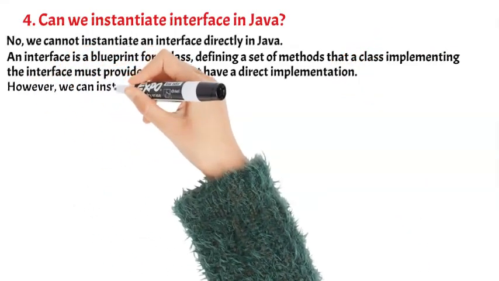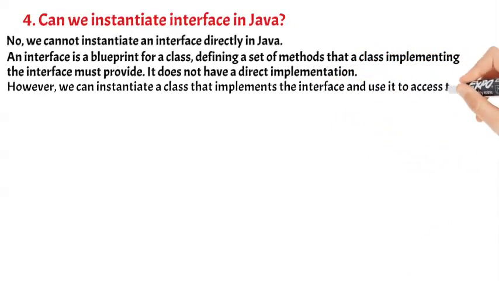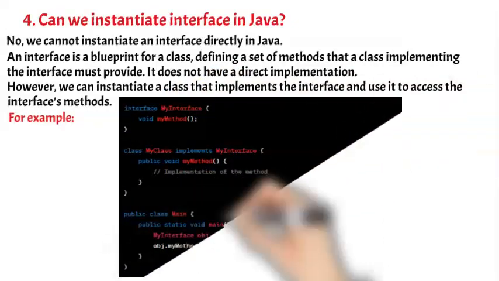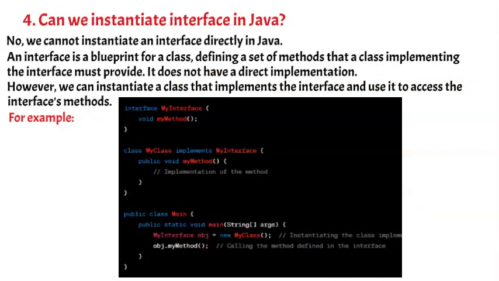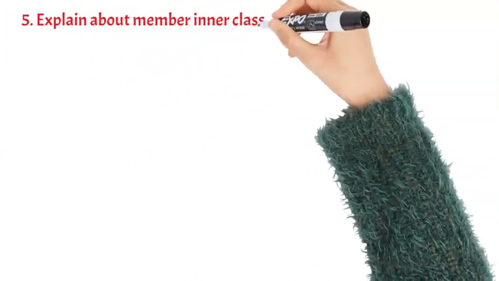However, we can instantiate a class that implements the interface and use it to access the interface methods. For example, in this example, we create a class MyClass that implements the MyInterface. We then instantiate MyClass and assign it to a variable of type MyInterface. Through this variable, we can access and invoke the methods defined in the interface. 5. Explain about member inner classes.